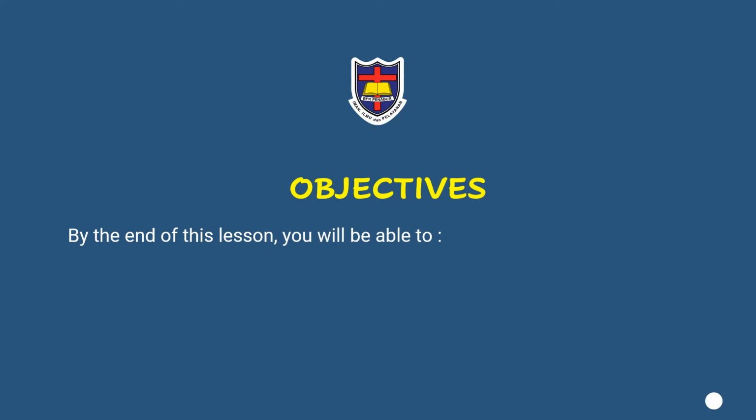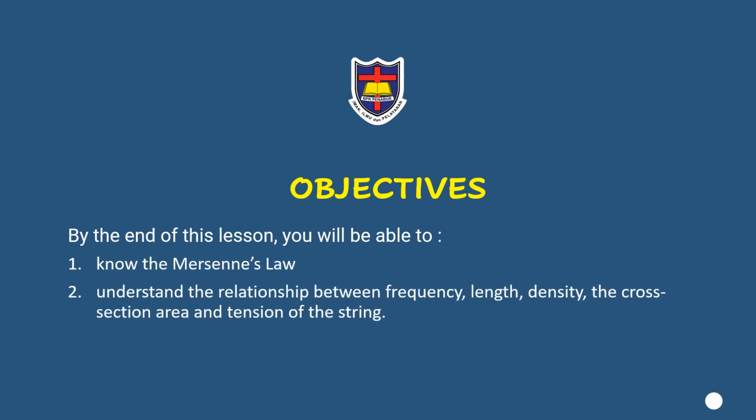Objectives. By the end of this lesson, you will be able to: 1. Know Mersenne's law. 2. Understand the relationship between frequency, length, density, cross-sectional area, and the tension of the string. 3. Calculate the frequency of the string.